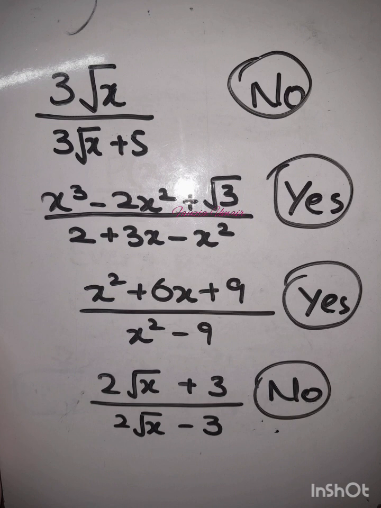But the second case is similar to what we discussed in question number 1. It is a rational expression because there is only one square root, that is the square root of 3. The square root of 3 itself is a rational number. It's not an irrational number.